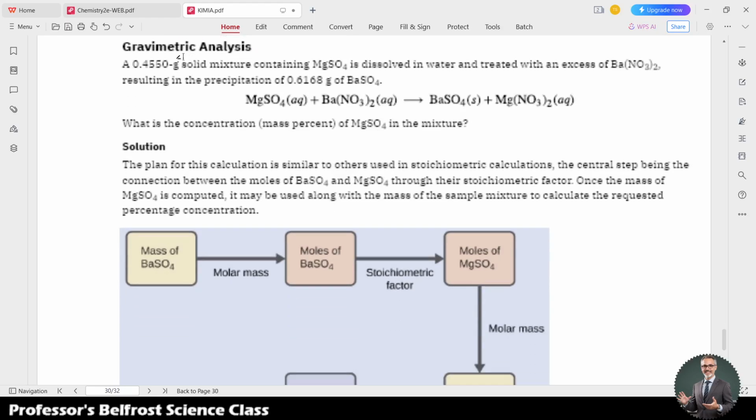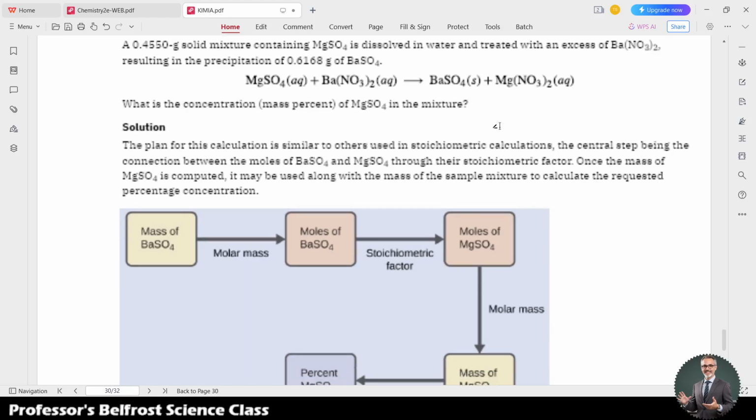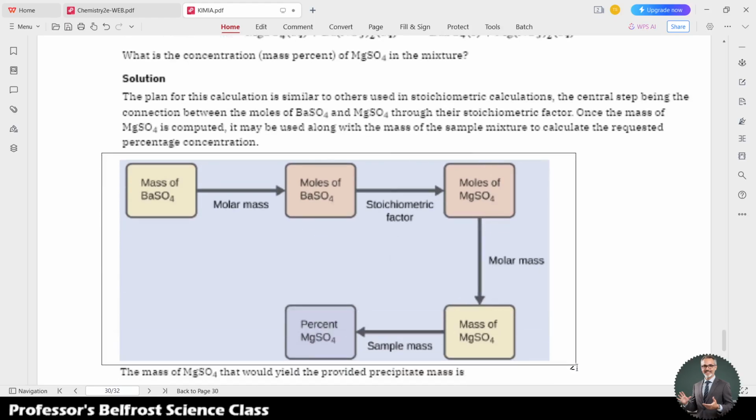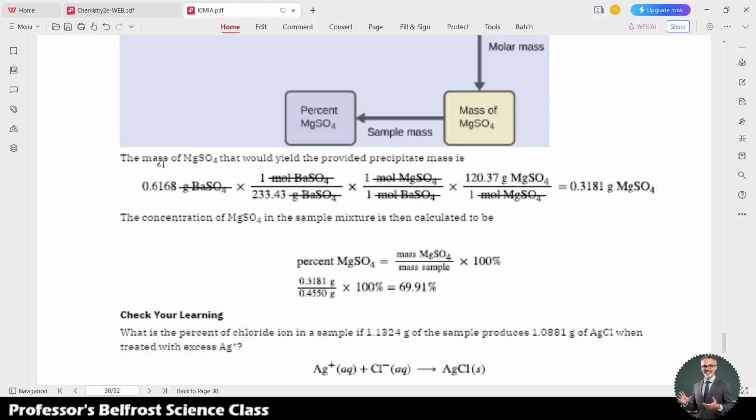Gravimetric analysis. A 0.4550 gram solid mixture containing magnesium sulfate is dissolved in water and treated with an excess of barium nitrate, resulting in the precipitation of 0.6168 gram of barium sulfate. What is the mass percent concentration of magnesium sulfate in the mixture? We proceed like this, and the mass of magnesium sulfate that will yield the provided precipitate mass is like this.